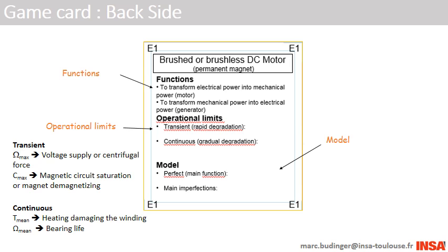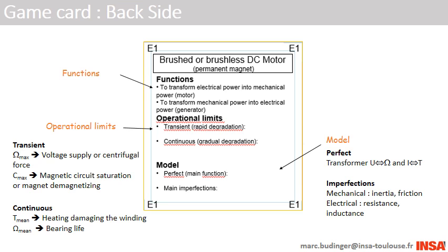Also, the associated model, which means the perfect behavior, mostly for transformers. And imperfections, energy storage or dissipation devices. You will have to determine these informations, operational limits and models, during this module. They will help you afterwards in order to prepare the sizing of the system.